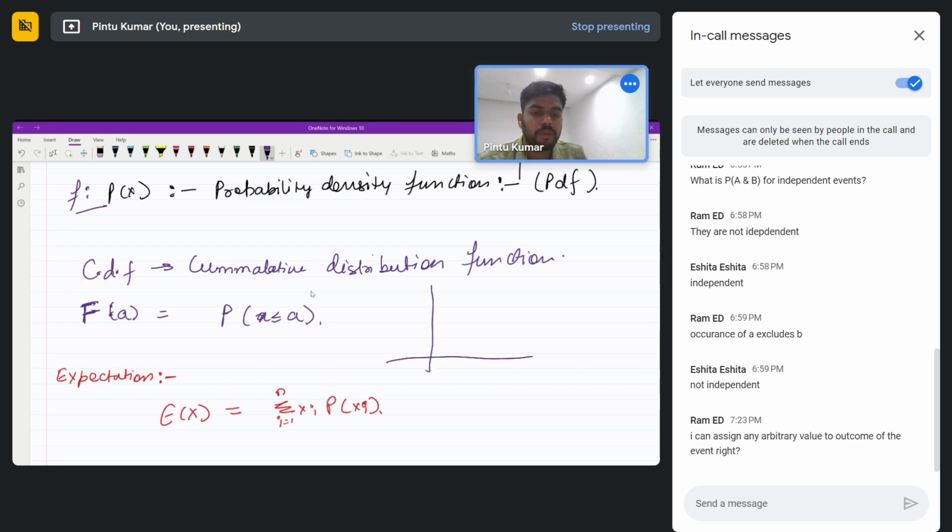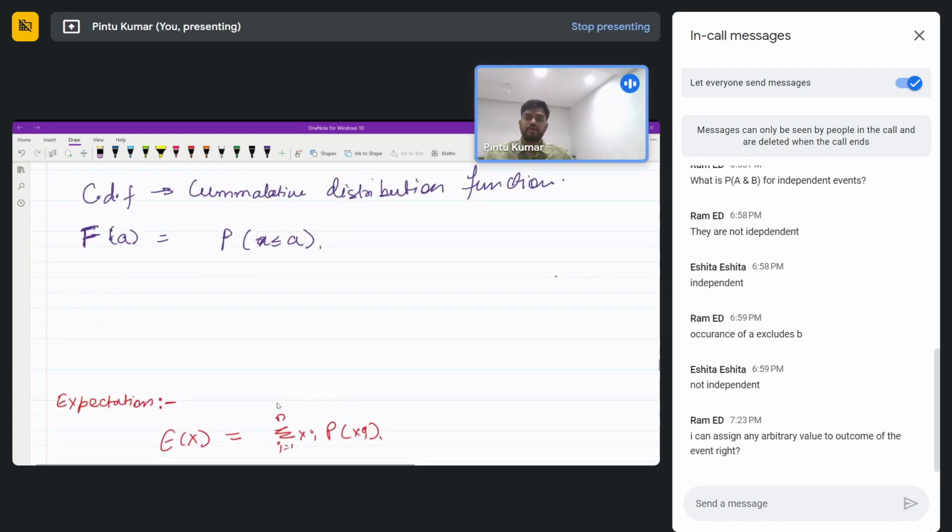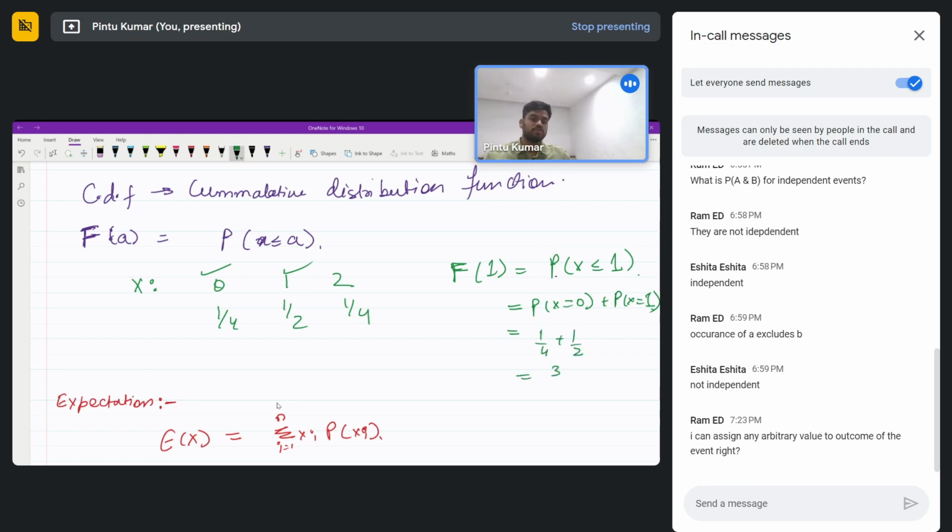I'll give you an example. For this cumulative distribution function, this means the probability that your random variable is less than or equal to A. Let's take the coin example for simplicity. There, based on the number of heads we obtain, we had a random variable taking values 0, 1 and 2. The probabilities were 1 by 4, 1 by 2 and 1 by 4. So what is the cumulative distribution function at point 1? This is the probability that x is less than or equal to 1, meaning it is either 0 or 1. So this is the probability that x is equal to 0 plus the probability that x is equal to 1. This is nothing but 1 by 4 plus 1 by 2, which is 3 by 4. This is what is known as the cumulative distribution function.